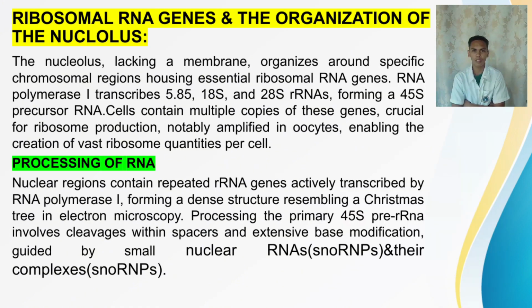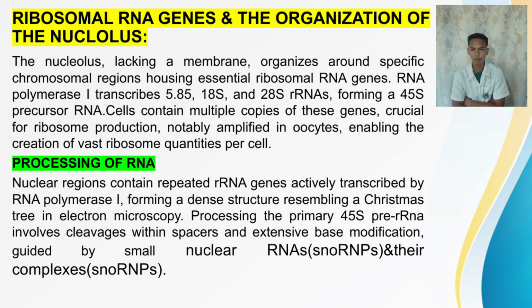Ribosomal RNA genes and the organization of the nucleolus. The nucleolus, lacking a membrane, is organized around specific ribosomal genes containing essential ribosomal RNA genes. RNA polymerase I transcribes 5.8S, 18S and 28S RNA, forming 45S pre-rRNA in particular RNA cells.